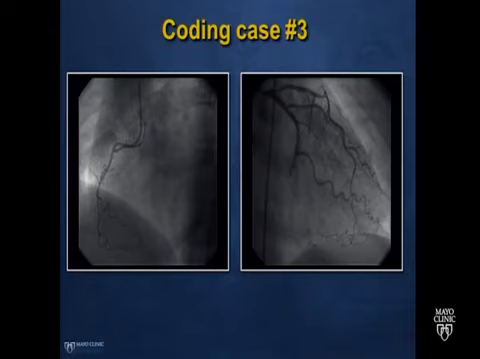So in this view here, this is the LAO view, ribs going down to the left, left anterior oblique. This is a picture of the right coronary artery, and the reason why this is being shown is to show you that this is a non-dominant right coronary artery. It's not going to the inferior wall of the heart.